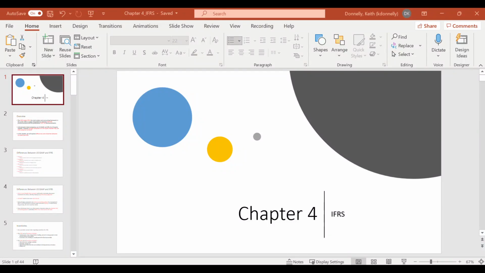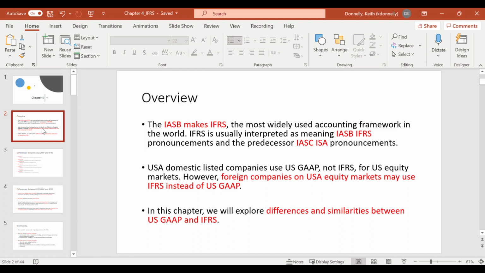Okay, hi everyone. This is going to be the first lecture for Chapter 4. We're going to be talking about IFRS here. So, as we've discussed in prior lectures, the IASB makes IFRS. It's kind of like the FASB makes GAAP. And with regard to IFRS, it's the most widely used accounting framework in the world. It's kind of like, and I've mentioned this before, how we use the US measurement system, where the rest of the world uses the metric system, right?